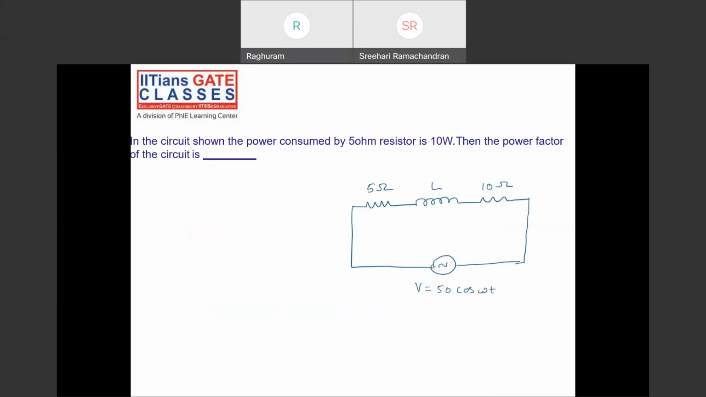Try to solve this in the circuit shown. The power consumed by the 5 ohm resistor is 10 watts. Then the power factor of the circuit is dash. Power consumed is given. Find the power factor.